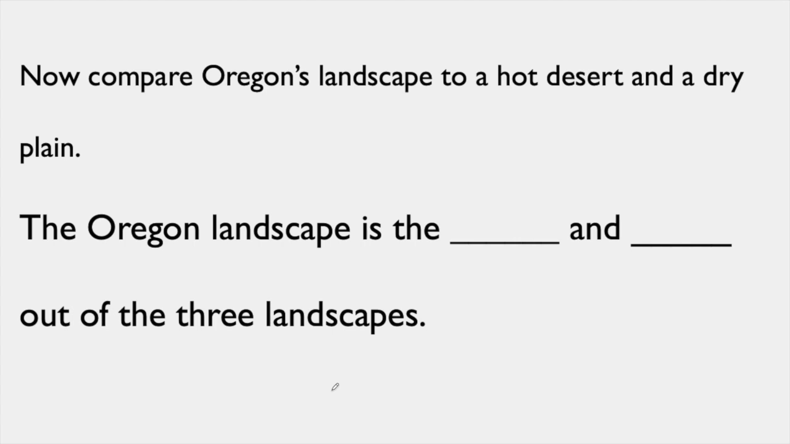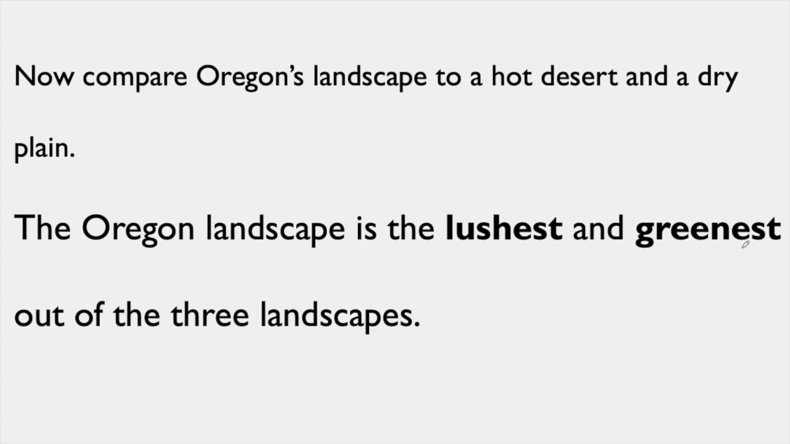So if we're comparing three nouns and our adjective is lush, we add est, lushest. And if our adjective is green and we're comparing three different nouns, we add est to make greenest. The Oregon landscape is the lushest and the greenest out of the three landscapes. We'll review this more on Wednesday, but for now let's move on to learning our vocab words.